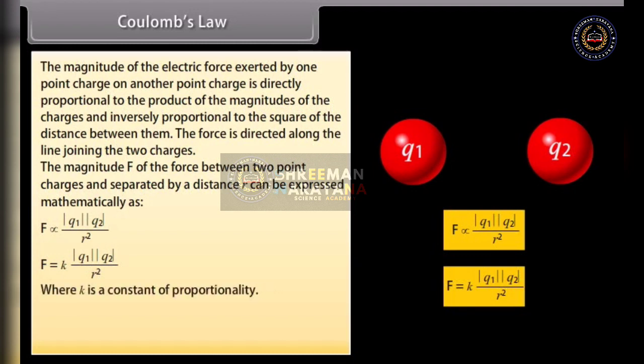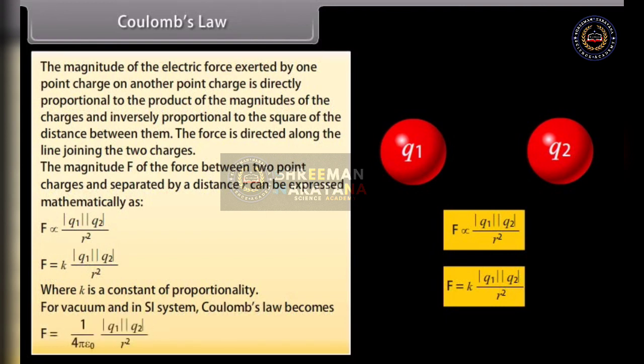Here, k is a constant of proportionality. For vacuum and in SI system, Coulomb's law becomes F = (1/4πε₀) × |Q1||Q2|/r².